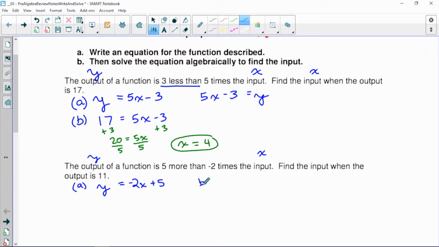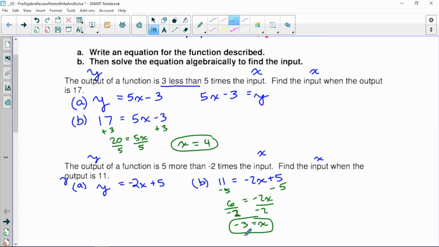And then for part B, to solve that, find the input x when the output y is 11. So 11 equals negative 2x plus 5. I want to have x by itself, so I'll get rid of the plus 5 by subtracting 5. And I get 6 equals negative 2x. I don't want times negative 2x, so I divide by negative 2. And I get negative 3 equals x. There we go. So hopefully, you got both of those answers.